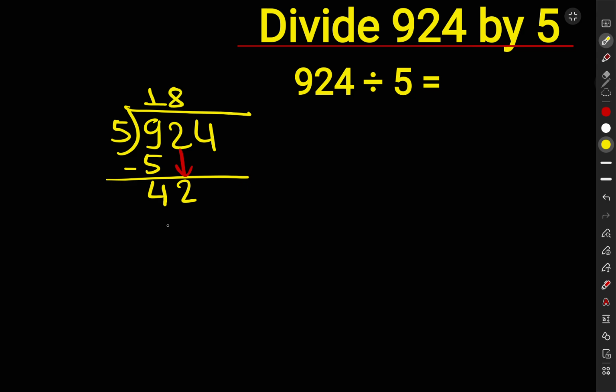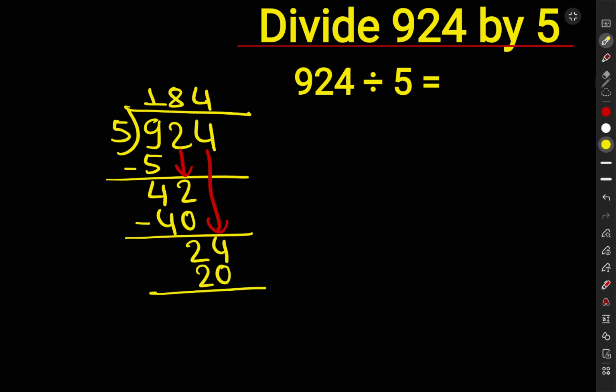5 times 8 is 40. On subtracting we get 2. So again we put down this 4 and it is 24. 5 times 4 is 20. On subtracting we get 4.